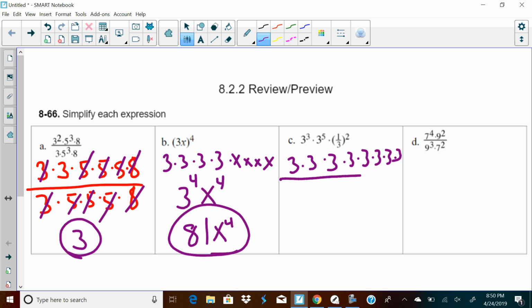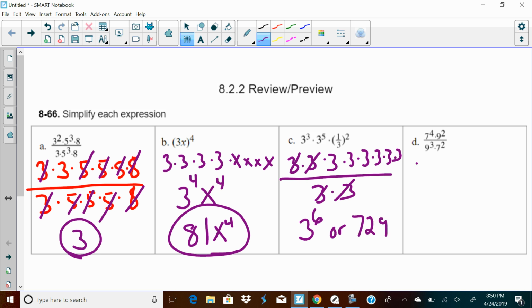For C, it's 3 3s on the top, followed by 3 5s, or 5 3s, sorry, 5 3s. And it's 1/3, so it's 2 3s on the bottom. 2 3s get cancelled out, so it's 3 to the 6th, or 729.